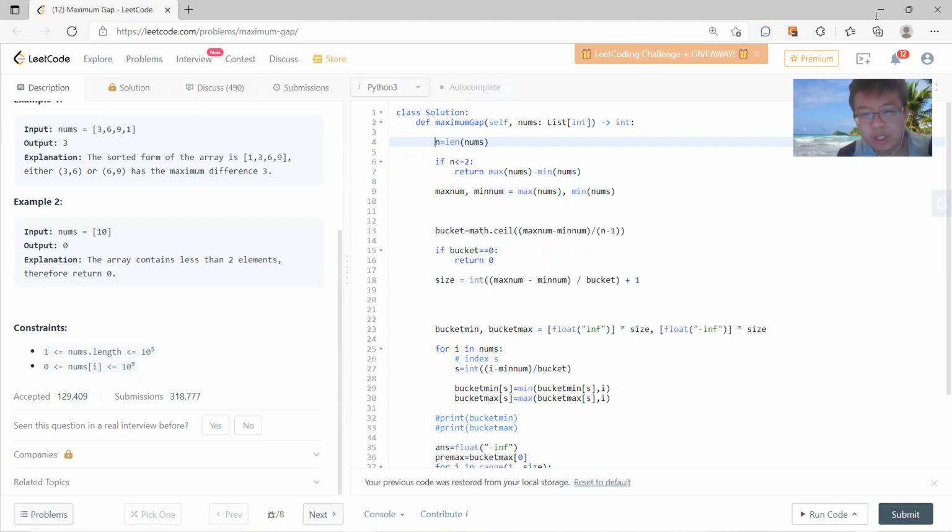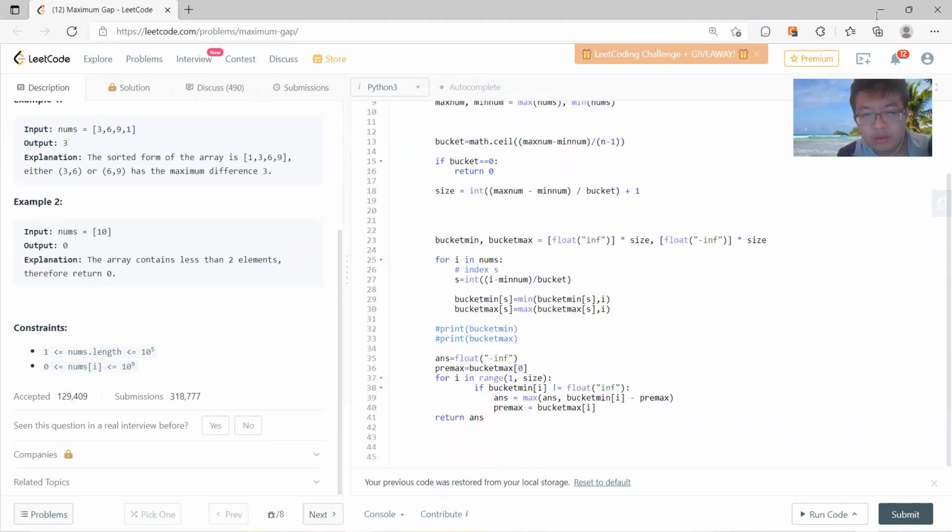Okay, then you go through. First, you find the index, which is the bucket number, so i minus minimum divided by bucket size. This is standard bucket sort. And you change the minimum and maximum. Okay, so these are all trivial.